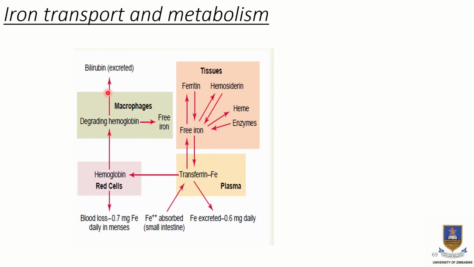So this is just the basic overview of iron transportation and metabolism. We ingest iron, and we transport it as transferrin, and we store it in the liver as ferritin in high quantities and hemosiderin in small quantities, and some of it is converted to heme, and other enzymes are broken down into free iron. So this is just a simple overview.